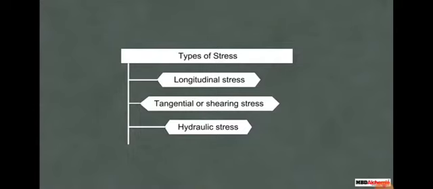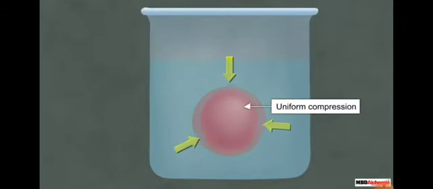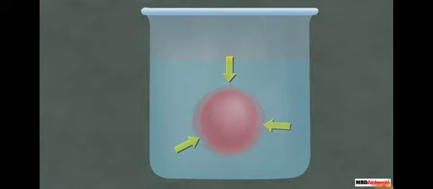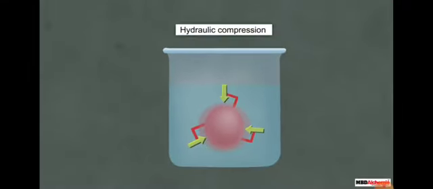Now, let us understand what hydraulic stress is. Take a solid sphere ball and place it in a fluid. Under high pressure of the fluid, the ball is being compressed uniformly in all directions. The force applied by the fluid acts in the perpendicular direction at each point of the surface, and the ball is said to be under hydraulic compression. This compression will lead to a change in the volume of the spherical ball, but there will be no change in its geometrical shape.